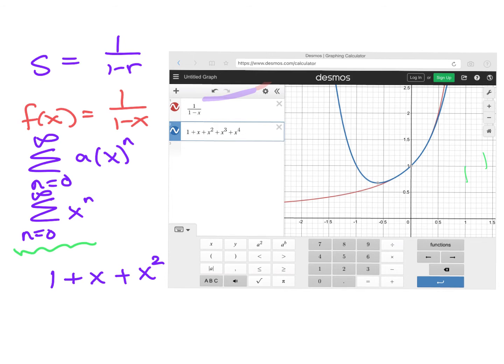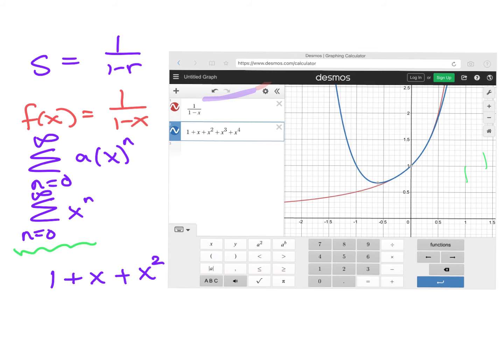This function and this series don't behave in a similar way unless we're in this small region. But we could say that if we went to infinity over some interval, this function is equal to this infinite series if we kept going on to infinity. And that's a really cool concept to be able to even wrap your head around.